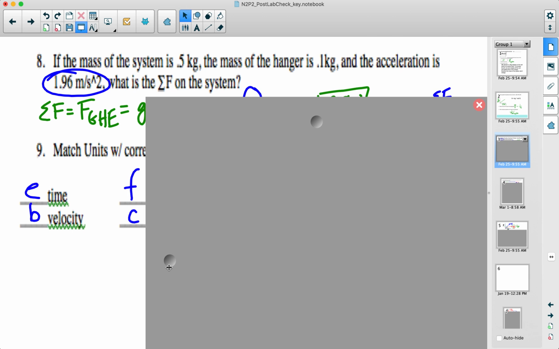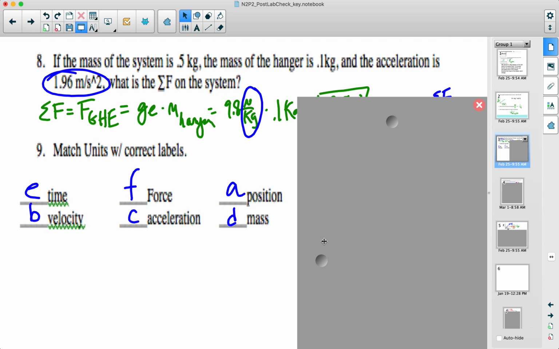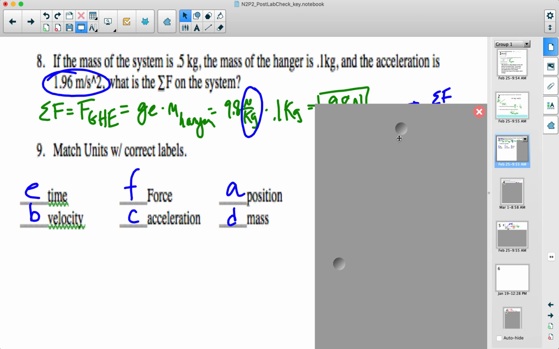Let's see which way I did it first here, and that's what we have here. To calculate the net force, it's simply the weight of the hanger, so it's gravitational field strength constant on the Earth times the mass of the hanger. We use 9.8 newtons per kilogram times the 0.1 kilogram, and that would be equal to 0.98 newtons.